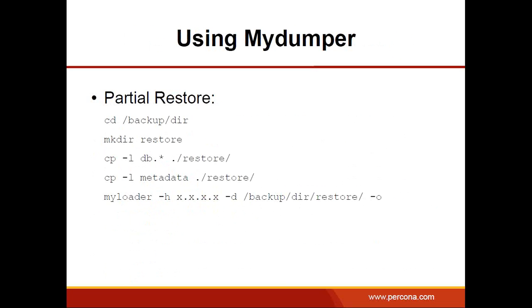If you want to do a partial restore, sadly myloader doesn't support that, but in that case you will need to do these steps. You will just need to create another dir, copy all that files there that you want to restore. For example, if you want to restore only one schema, you can copy that there. You don't need to physically copy them. You can use a hard link because there you can see the L option. And then restore with myloader from that directory.